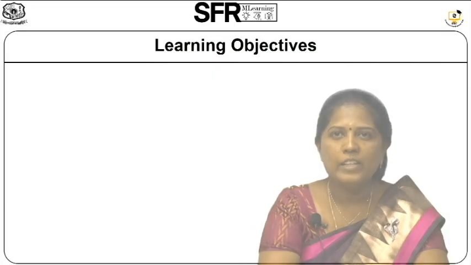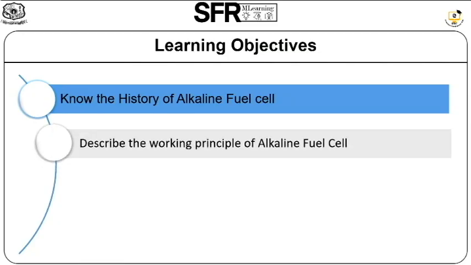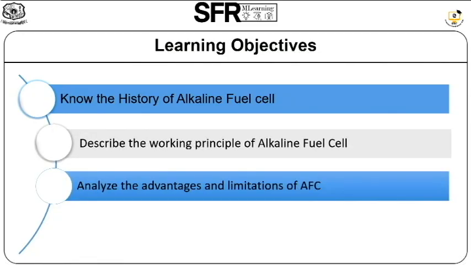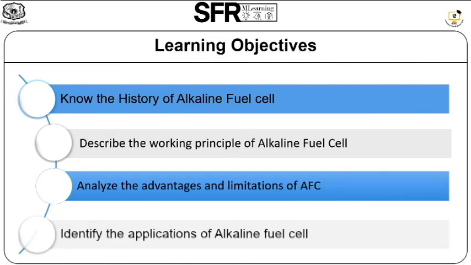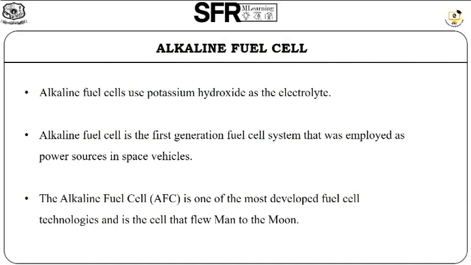On seeing this video, you will be able to know the history of alkaline fuel cell, describe the working principle of alkaline fuel cell, analyze the advantages and limitations of alkaline fuel cell, and identify the applications of alkaline fuel cell. In alkaline fuel cells, potassium hydroxide is used as electrolyte.